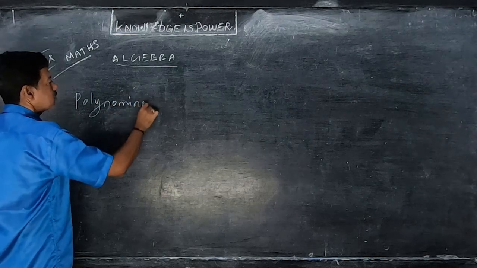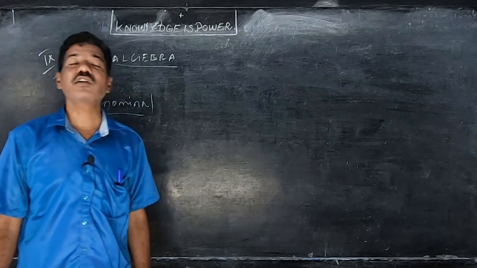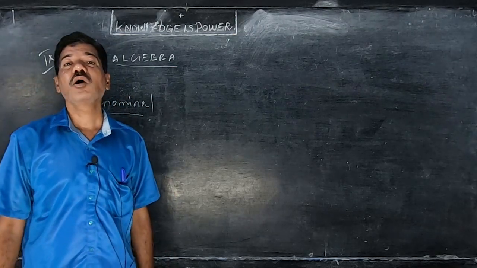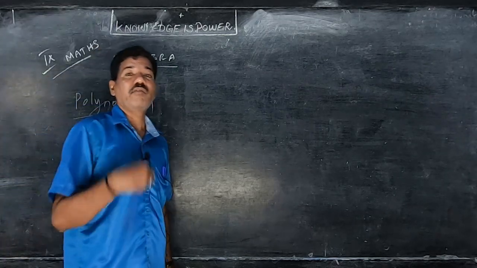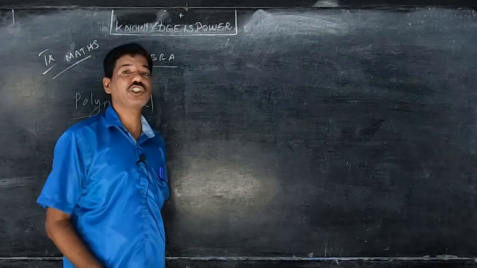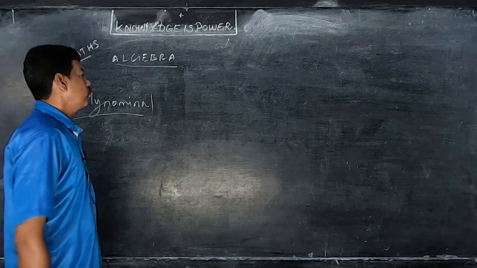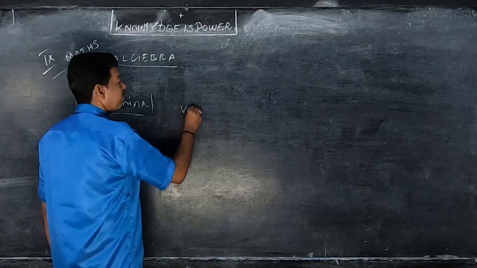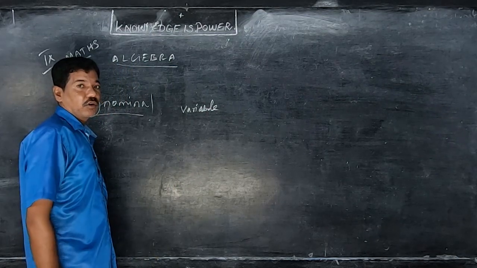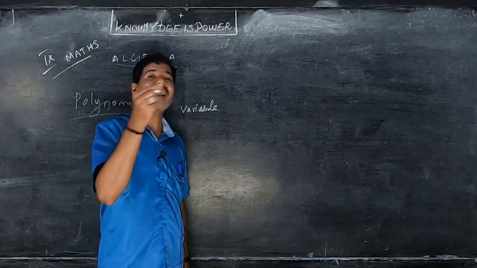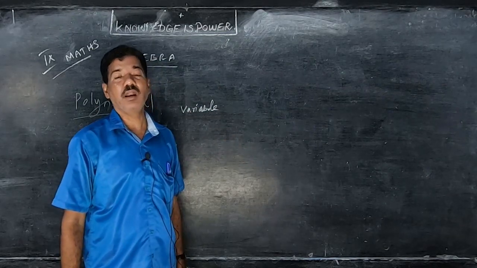In the syllabus, polynomial. How can we represent a polynomial? A term which has a variable, constant and expression is called a polynomial. First of all you have to know about the variable. What is the meaning of variable? You are giving some values to certain things. That is called a variable.